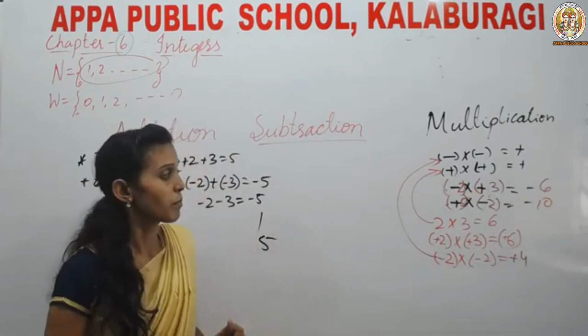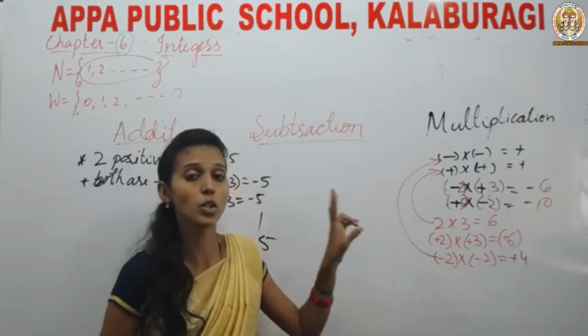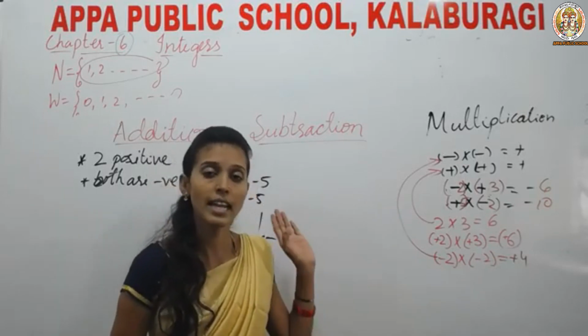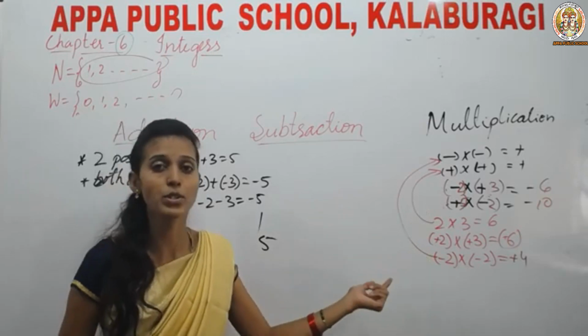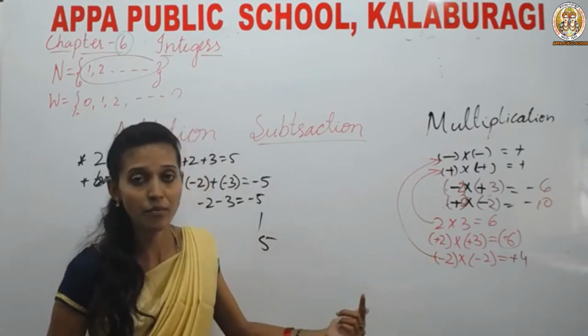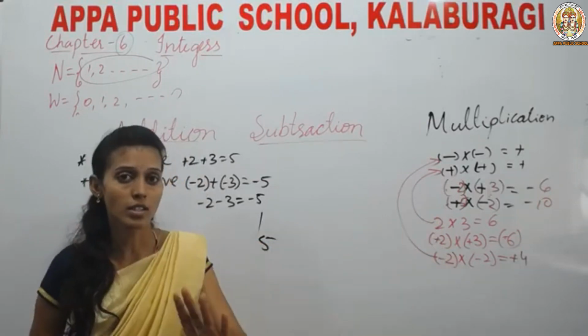Okay, so that means when you multiply two negative integers or two positive integers, then the answer is positive. When we multiply two different signs, one positive, one negative, or one negative, one positive, then the answer will be negative. That you have to concentrate.